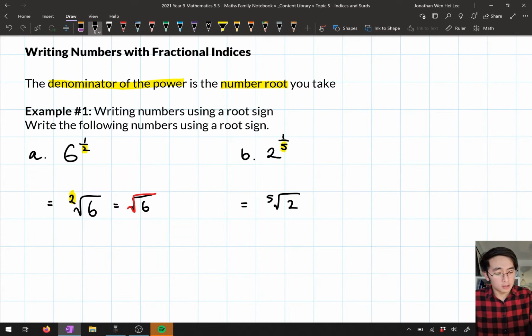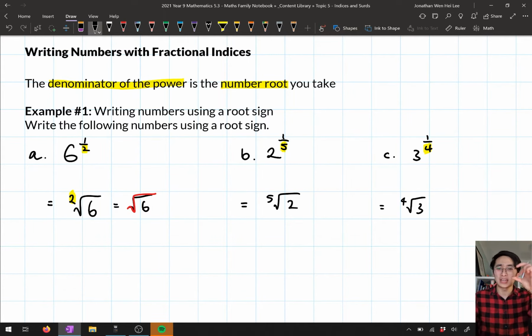Okay, let's just do one more to check that we're all on the same page. The last one I'm going to do is 3 to the power 1 over 4. The denominator is 4, and so that just becomes the 4th root of 3. So there we go. When we're using fractional indices, all we do is look at the denominator of that power. In the first one it was 2, the second one it was 5, and the third one it was 4, and we write that root on the outside.